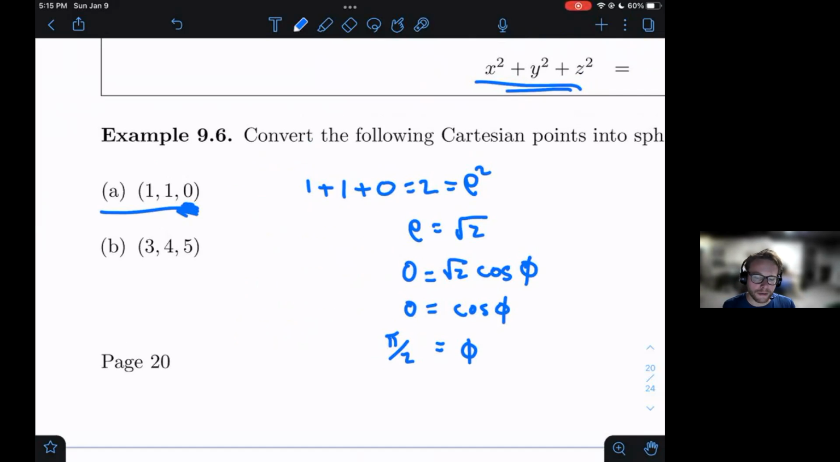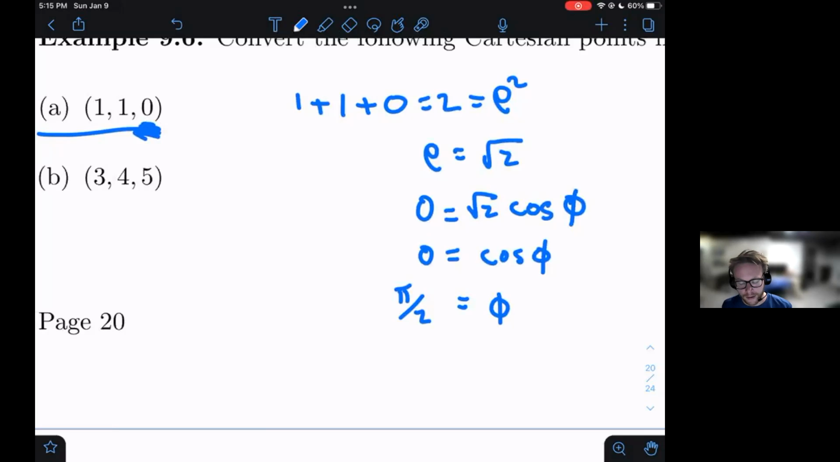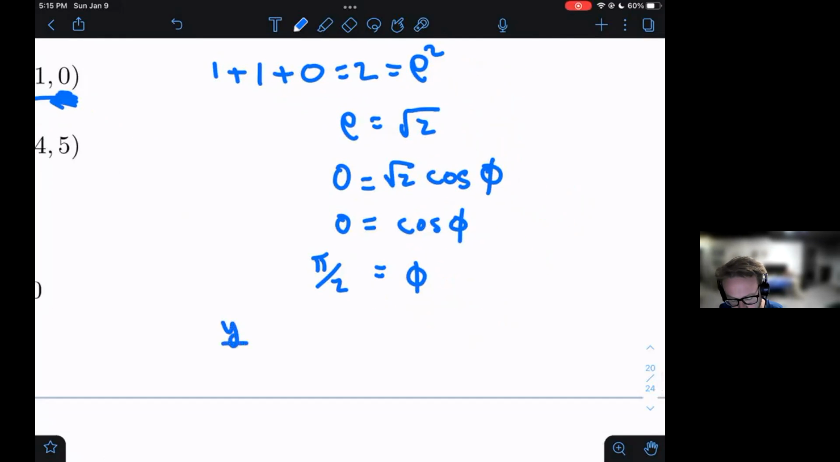Okay, and then lastly, we need to figure out a theta value. Well, there's a couple of different ways that we can figure out a theta value. But one way is that we can say that theta value is supposed to be the exact same theta value from cylindrical. And so we can use our cylindrical equations here to help us solve for that theta value. And one of our cylindrical equations says that y divided by x should be equal to tangent of theta.